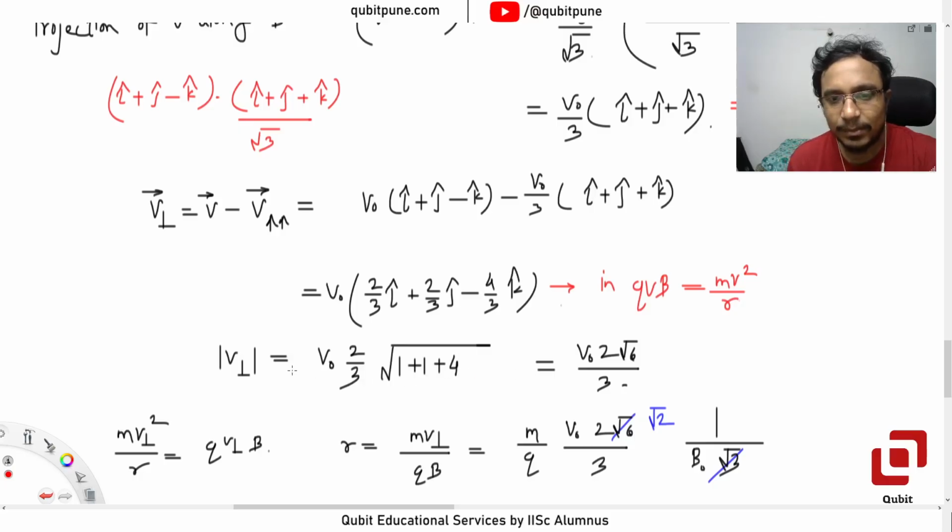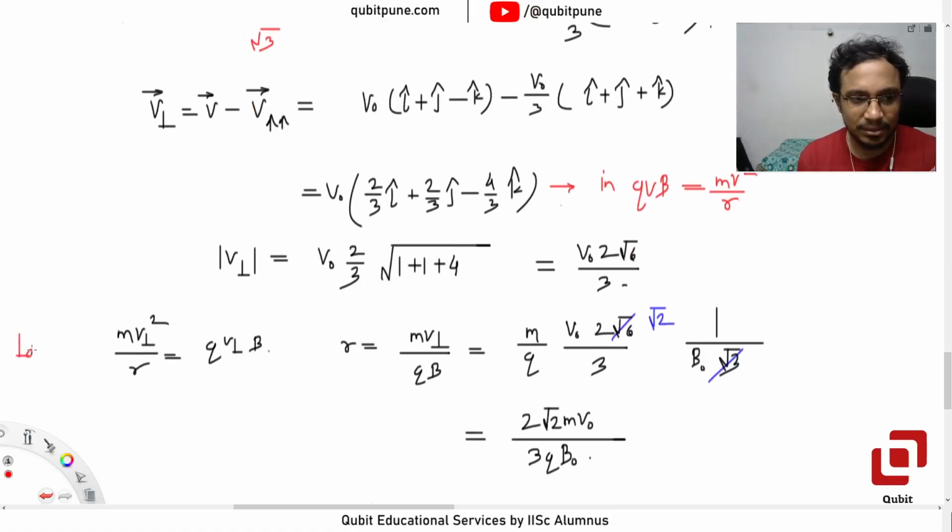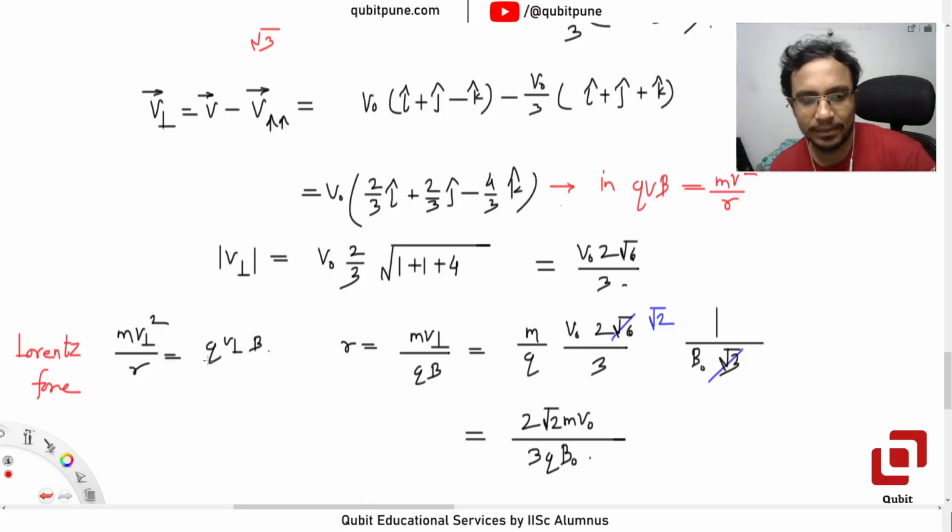So I have the magnitude of V perpendicular: V naught 2 root 6 by 3. And then I did what we usually do, the Lorentz force expression with no electric field. mv squared by r is q v perpendicular B. So my r will be, one v should cancel, mv by qB. So I'm getting the expression for r right now. mq as it is, I substituted V perpendicular as V naught 2 root 6 by 3.